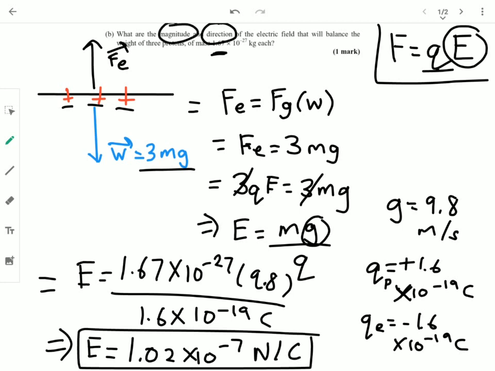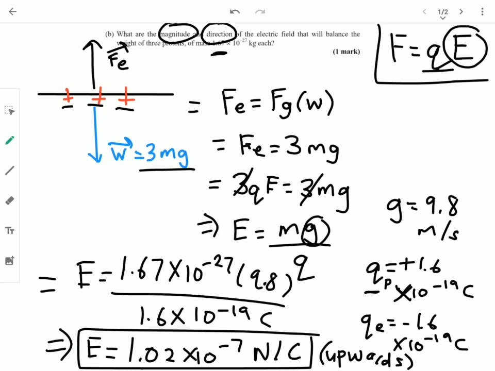And since the charge is positive, well then, the electric field is upwards as well. But what if there were 3 electrons? Then the field would be downwards, because since the charge is negative, negative times upwards makes the direction of the field downwards. So the magnitude is this, and the direction is upwards.